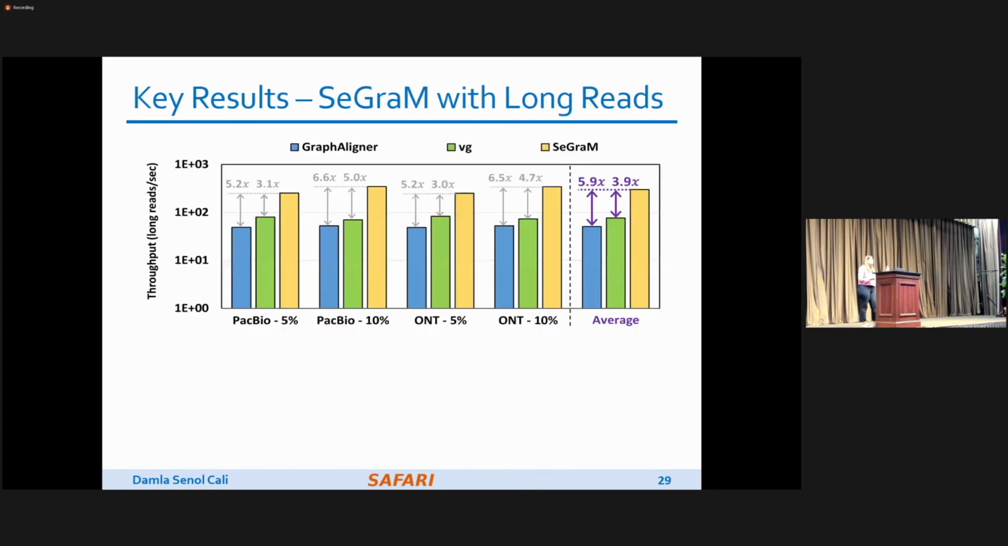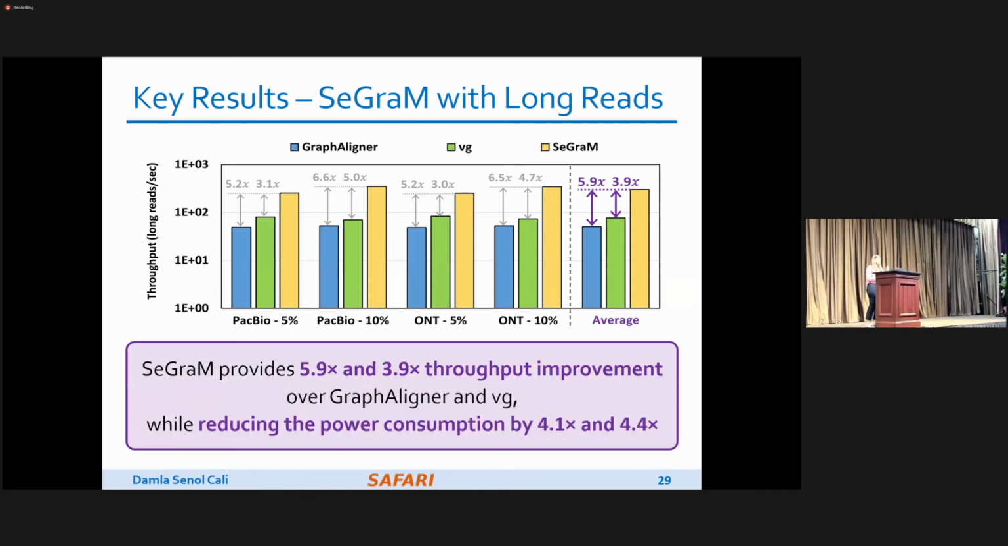Let's look at our long-read analysis for sequence to graph mapping with SIGRAM. Here we only show our throughput numbers in the plot, not the power numbers. We compare SIGRAM with two state-of-the-art sequence to graph mapping software tools, GraphAligner and VG. And we find that SIGRAM provides around 6 times and 4 times throughput improvement over these baselines, while reducing the power consumption by more than 4 times for both.